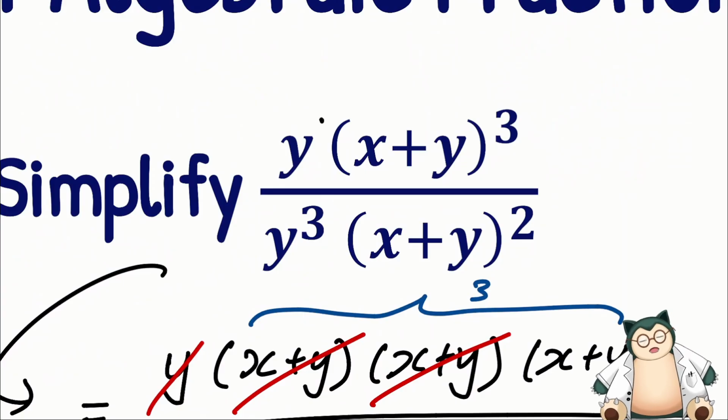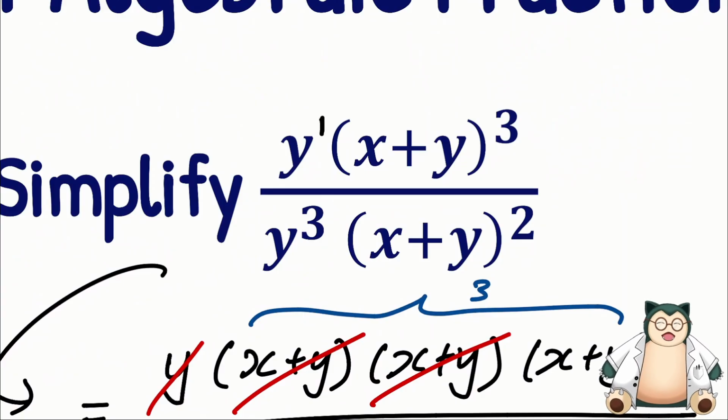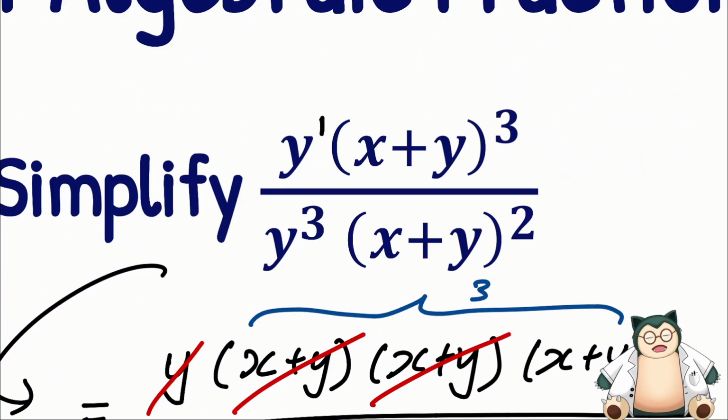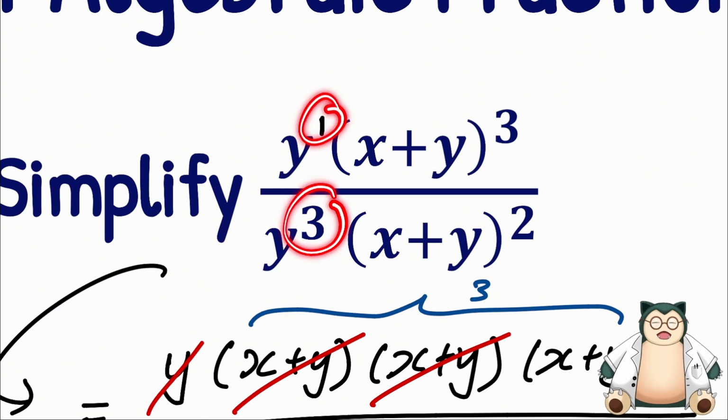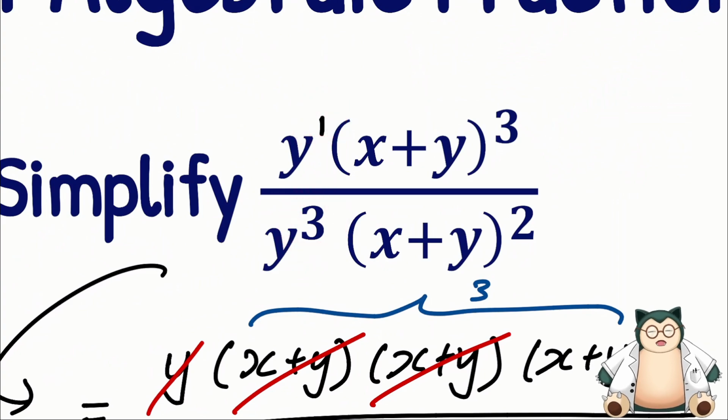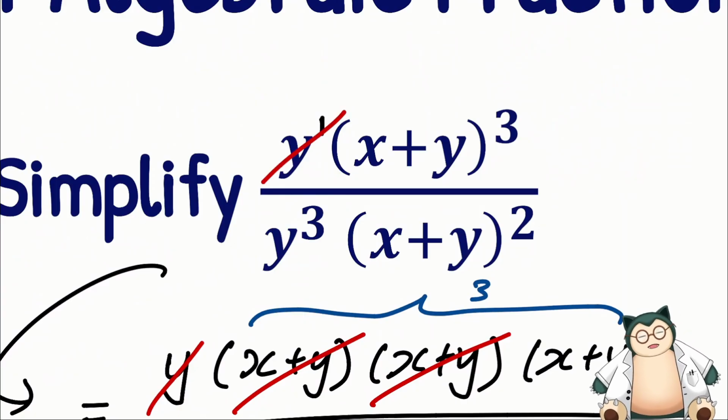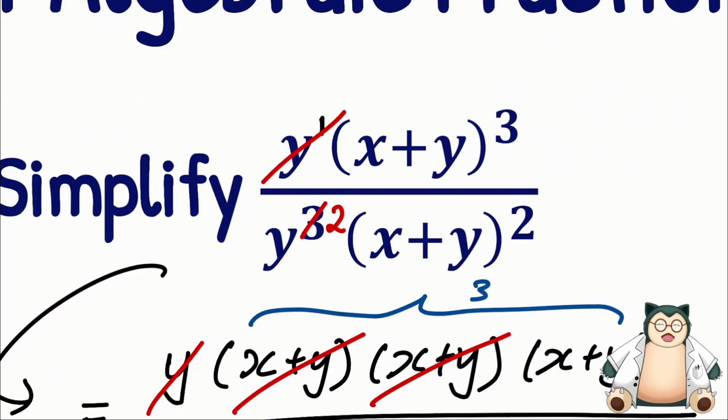In this numerator, it's actually y to the power 1. Now 1 and 3, which is higher? Of course, 3 is higher, right? So what we do is just subtract the lower power from the higher power. First, we eradicate our y to the power 1, and then for the top part, we take 3 minus 1, which gives us 2. Alright, that's how we can simplify it.